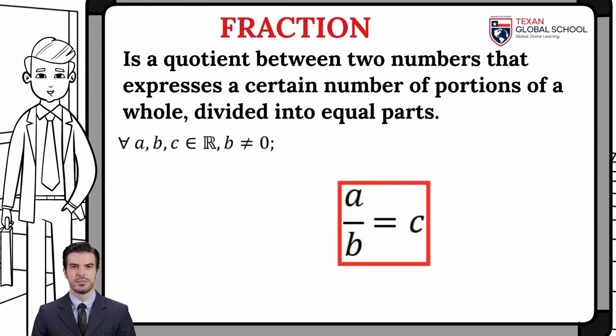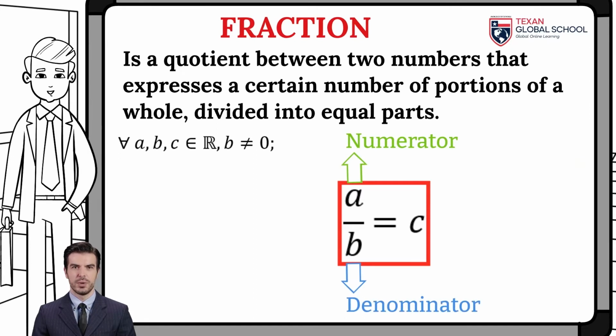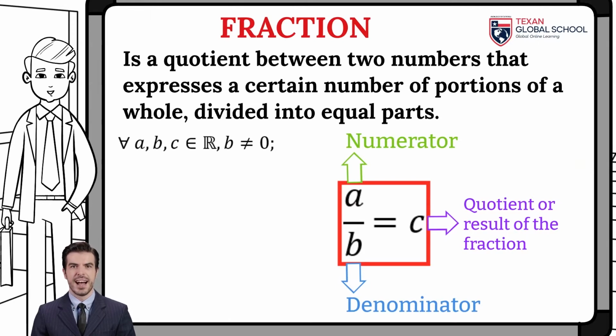into equal parts. The whole can be anything: a pizza, a glass of water, whatever you want to divide or separate into equal parts. Remember that a quotient is nothing more than a division, as seen in previous classes. The diagram indicates the parts of the fraction. A is the numerator, b is the denominator, and c is the quotient.